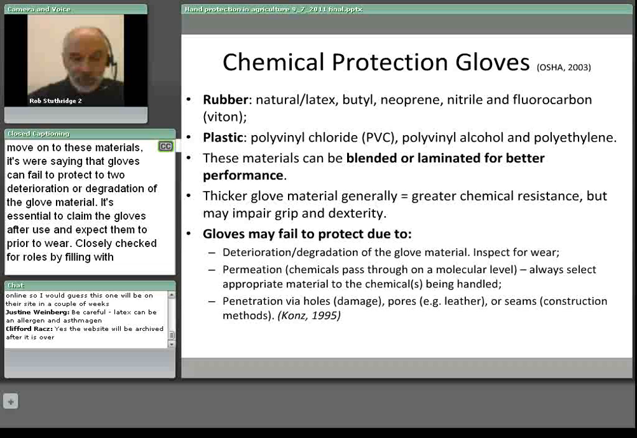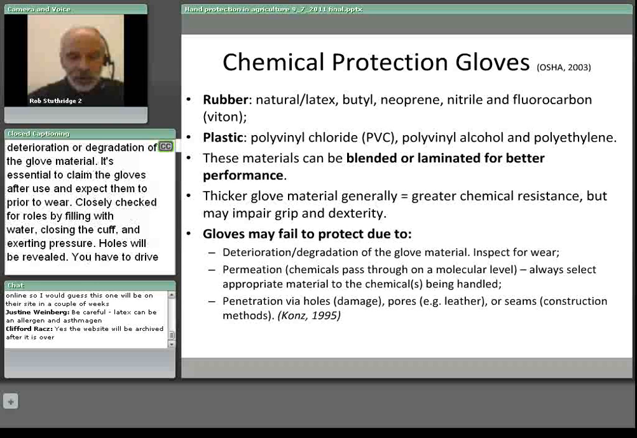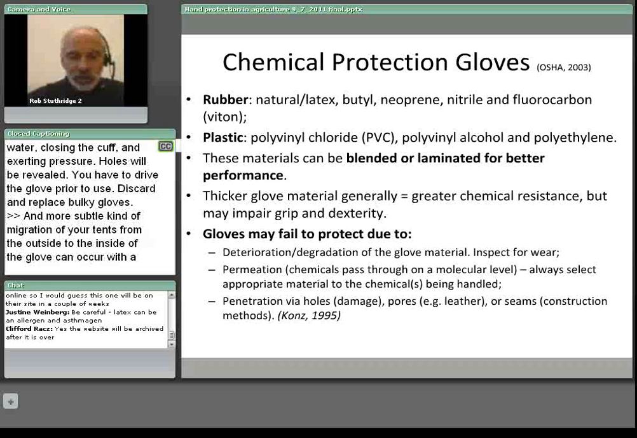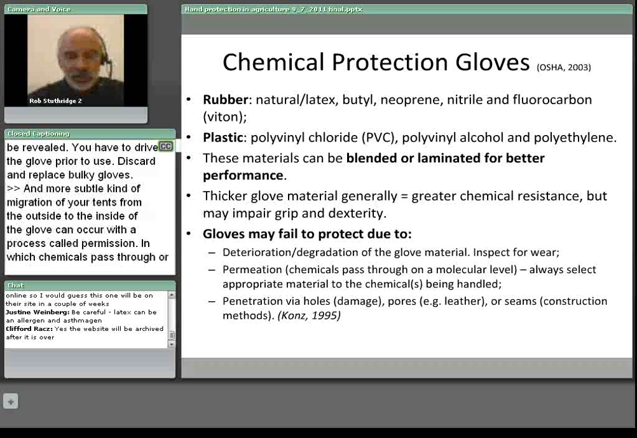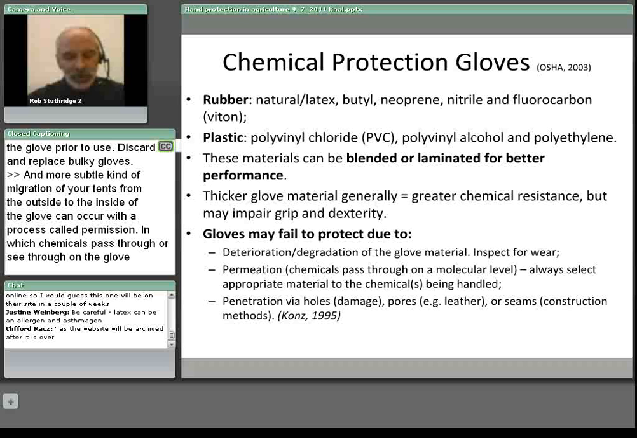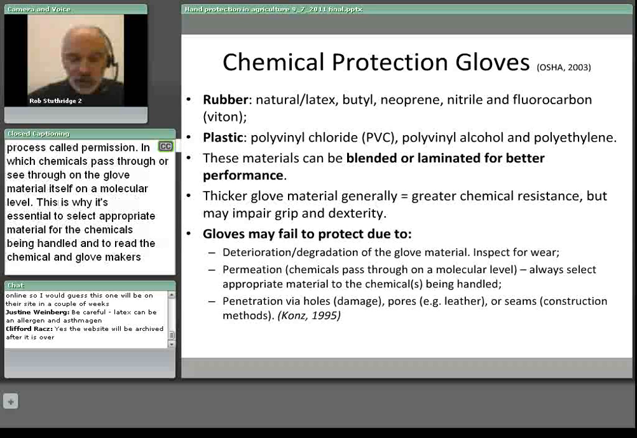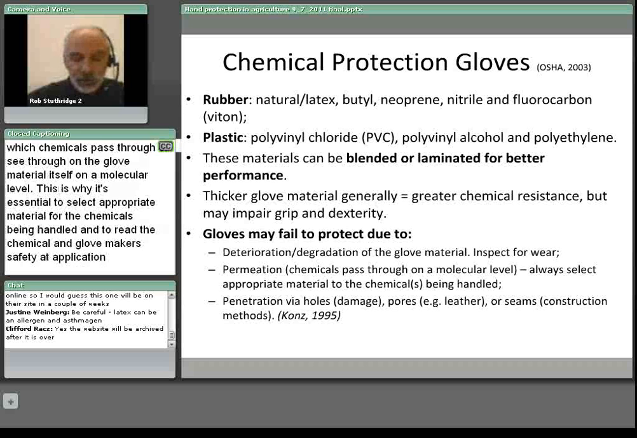A more subtle kind of migration of irritants from the outside to the inside of the glove can occur with a process called permeation, in which chemicals pass or sort of seep through the glove material itself on a molecular level. This is why it's essential to select appropriate material for the chemicals being handled and to read the chemical and glove maker's safety and application information. And finally, chemicals can penetrate via pores in the glove material, typically found in substances like leather, or due to the glove construction method, for example, if there are stitch seams.